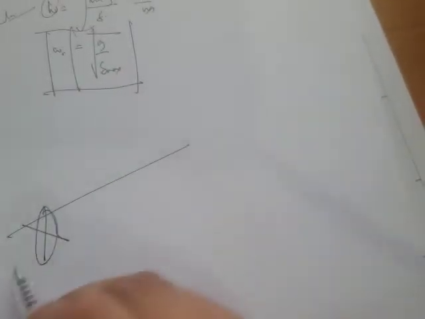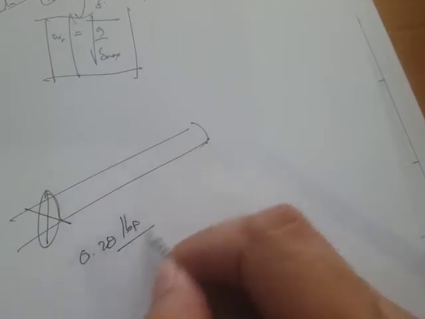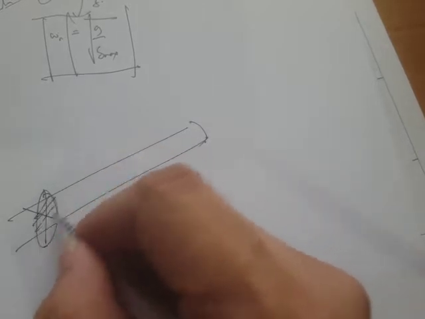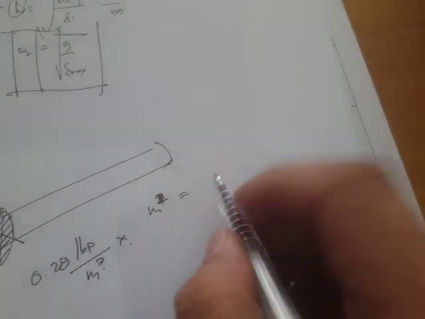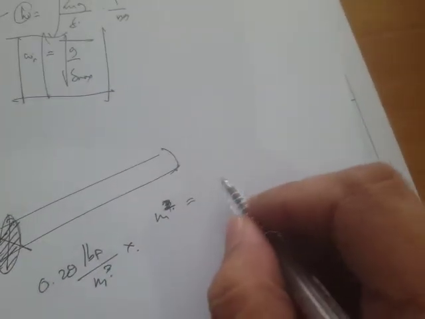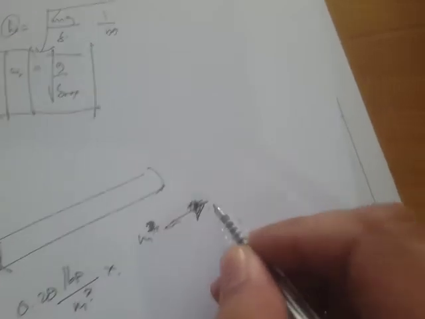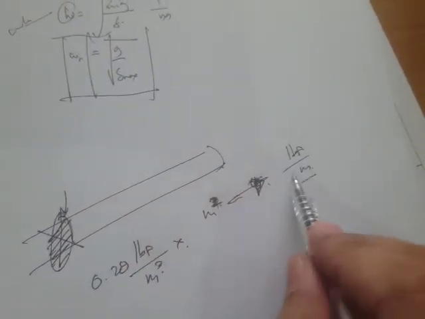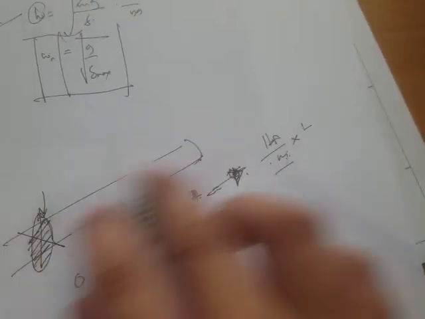Okay, and the idea is that if here's our shaft and here's our length, then we have the 0.28 pound force per meter cubed. If we multiply this by the cross-sectional area, which should be squared, per meter, the unit will be pound force divided by meter. That depends upon the length, so if we multiply this by the length, then we get the total force.